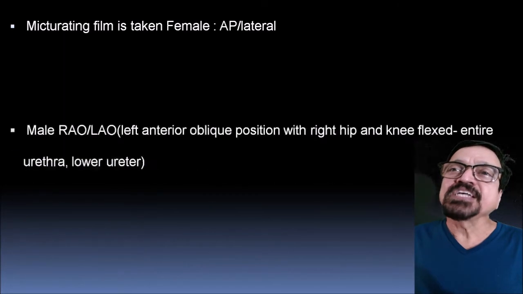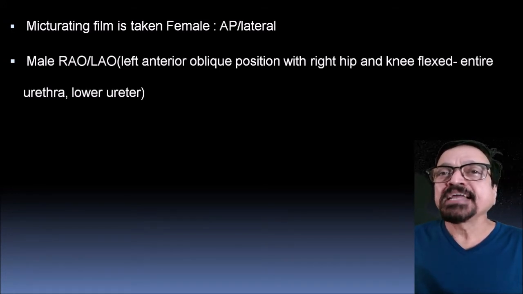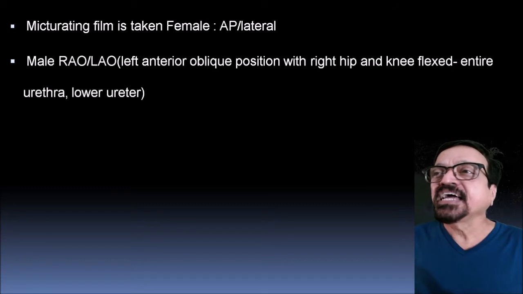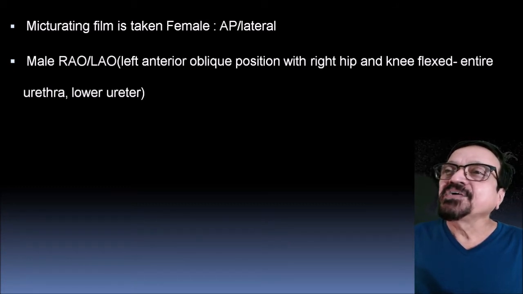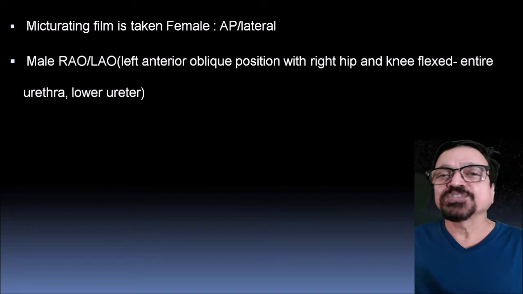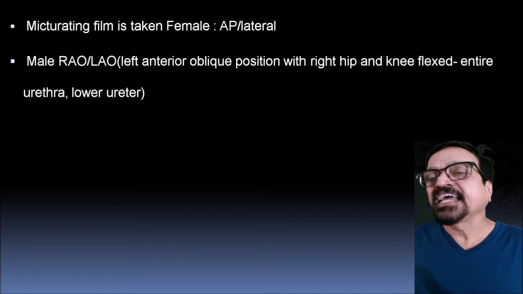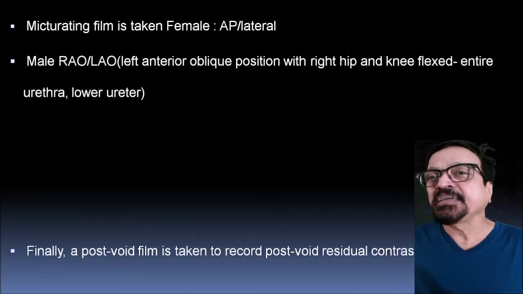Now in females, the films are taken as AP and lateral. Usually obliques are not taken in females, while in males obliques are preferred, right oblique and left oblique. With the knee flexed, the entire urethra and lower ureter will be seen. What we do is, whichever side the child is rotated, that side the knee is flexed and kept under the other leg, and relatives are holding the patient.